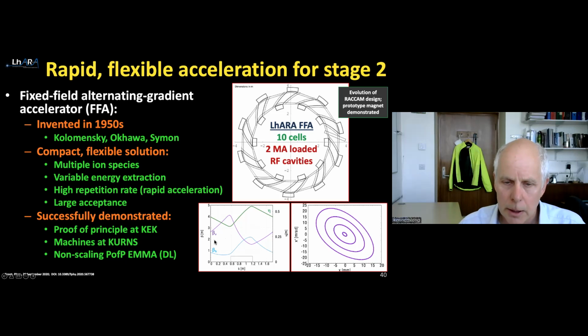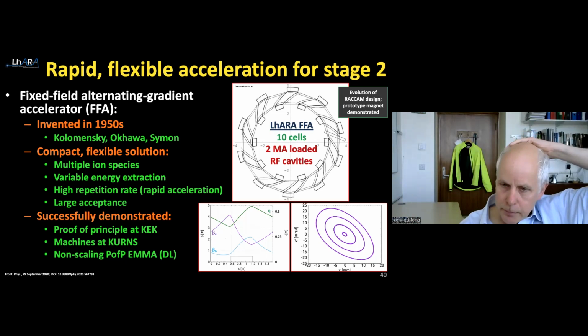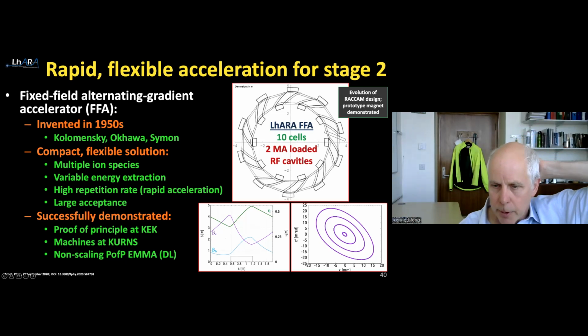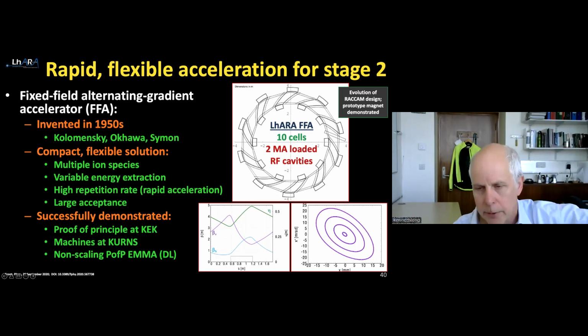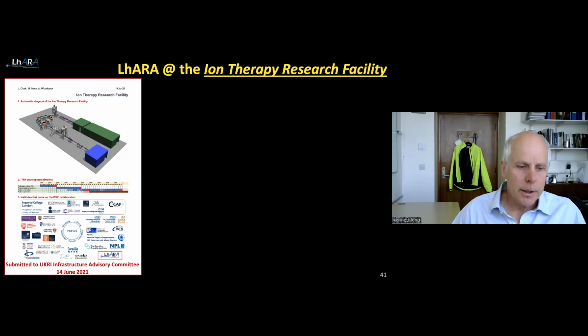What you're looking at is the transverse, the horizontal and vertical betatron function. So if you like, the size of the beam. And on the right hand side, you're looking at the phase space. So this is the X coordinate, so this is in the plane of the accelerator, and the slope in X. So you can see that the simulation of the phase space gives a reasonable spot size for the beam as it's extracted.